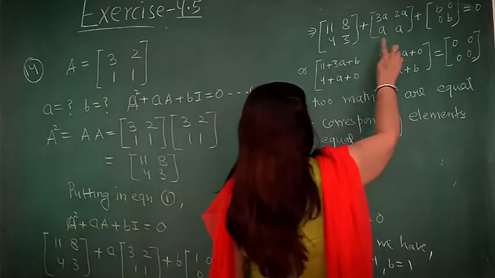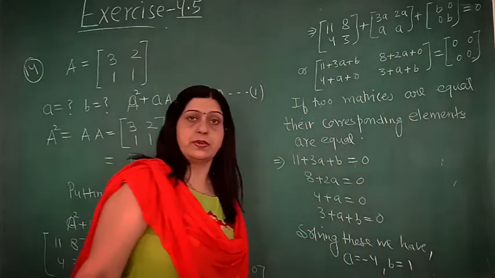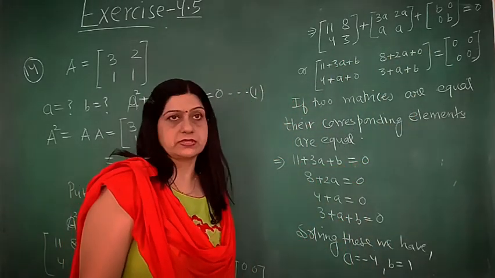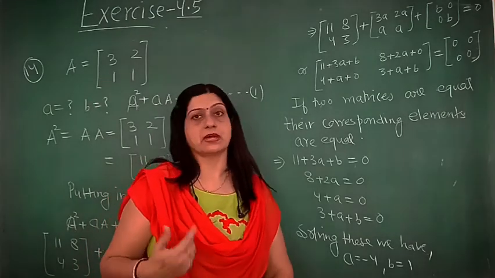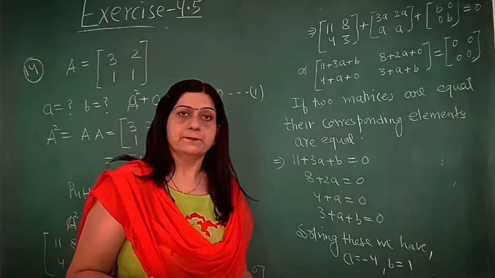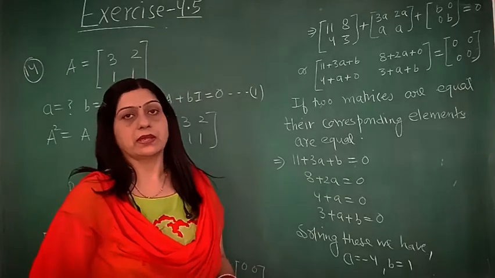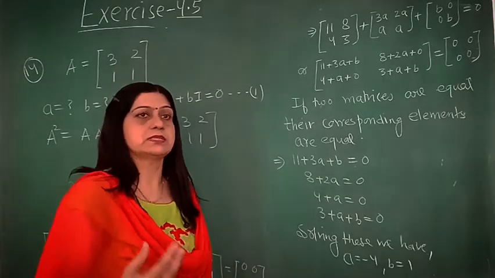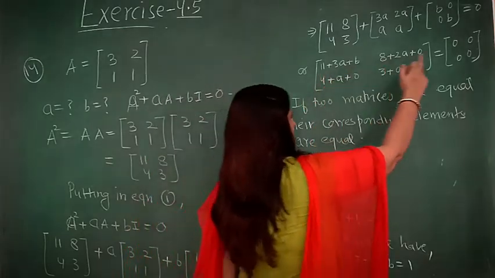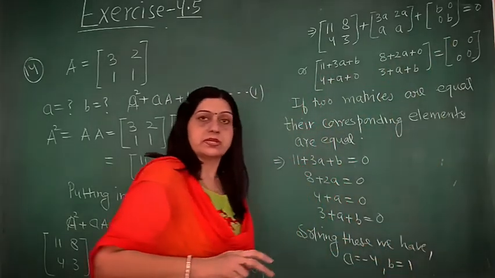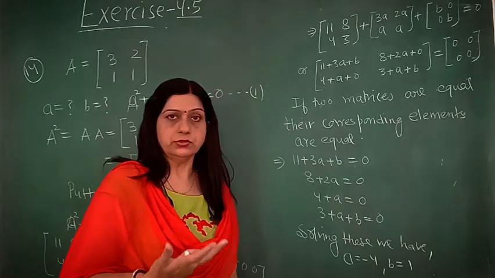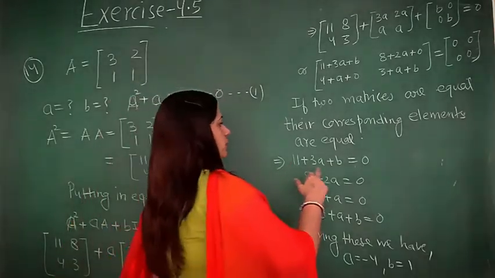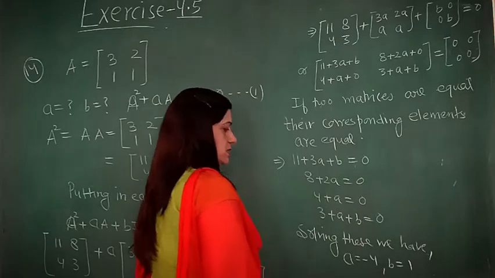So you can add these three matrices by using addition of matrices. Now you know that if any two matrices are equal, then their corresponding elements are also equal. That is, A11 of this is equal to A11 of this matrix. Similarly, A12, A21 and A22 all are equal to their corresponding elements.